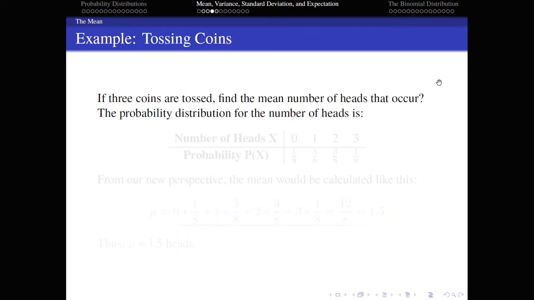We can do this with tossing coins. So the number of heads: 0, 1, 2, and 3, if we toss 3 coins, and then the probabilities 1/8, 3/8, 3/8, 1/8. Try this on your own. See how you do given this. Go on and pause the video.